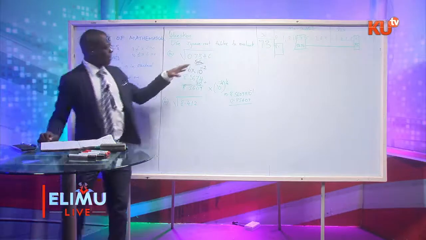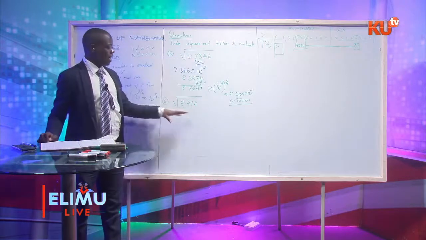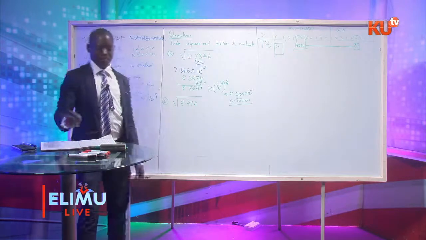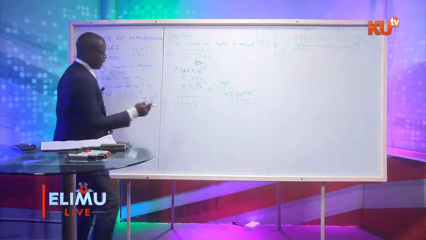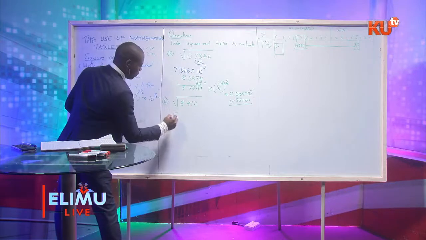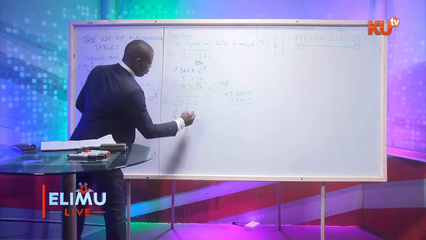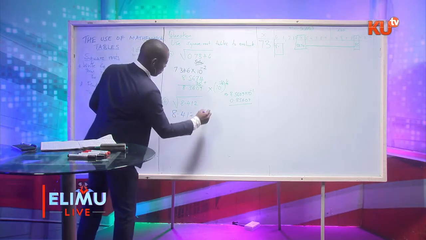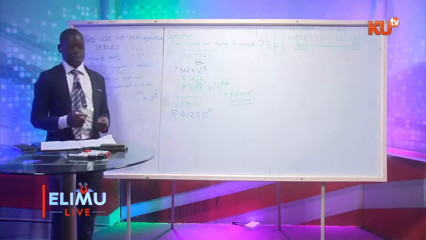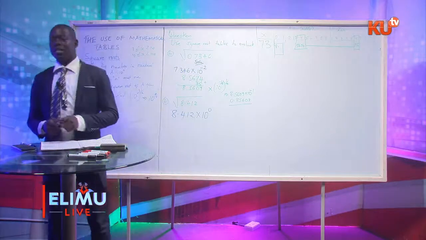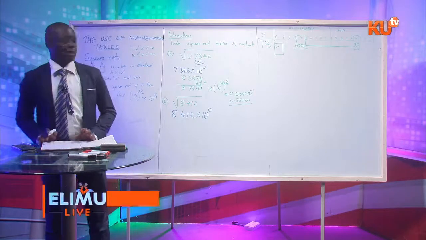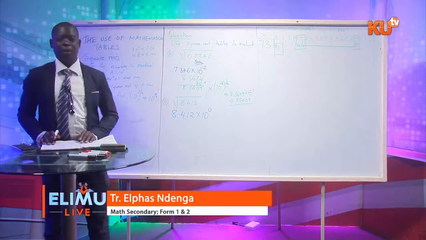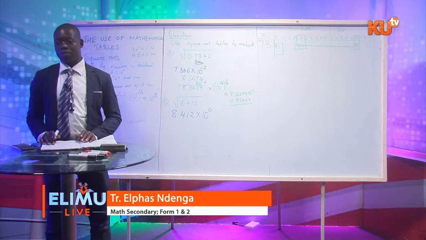Now let's do the comparison between what we have in A and what we have in B. Part B, we shall again write the number in standard form. So 8.412 times 10 power 0, because that number is already in standard form. So we are not moving the decimal in any direction. So it becomes times 10 power 0.